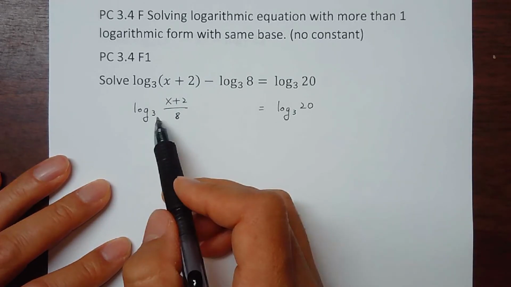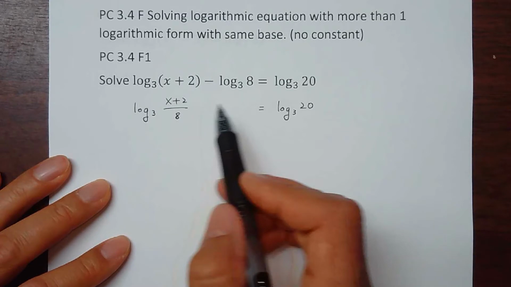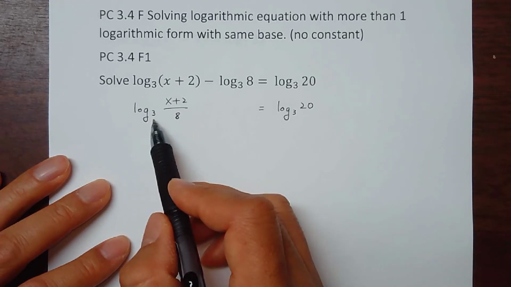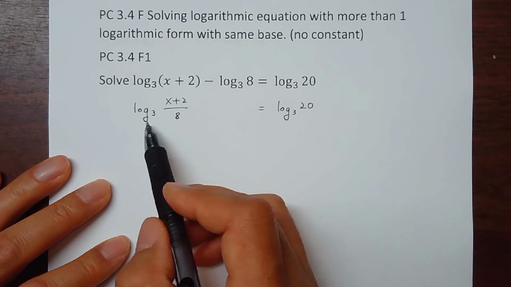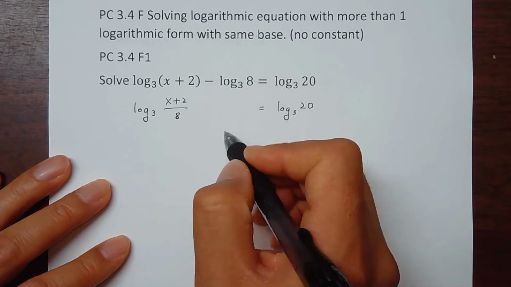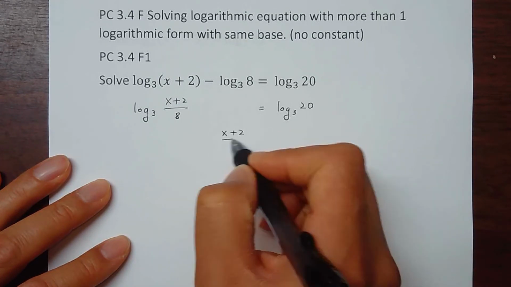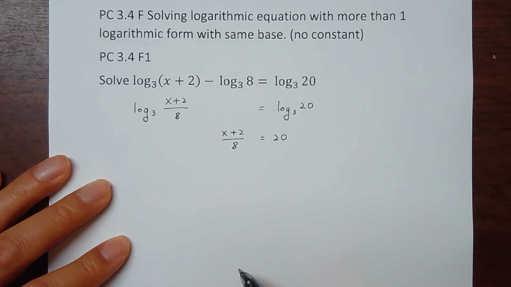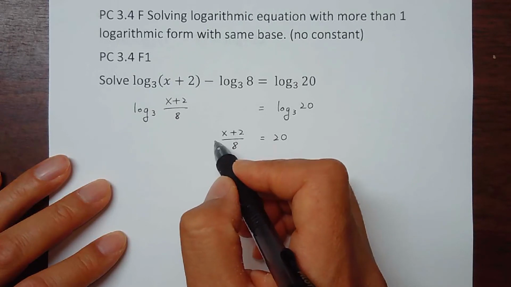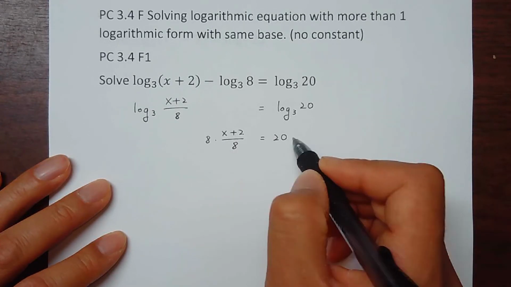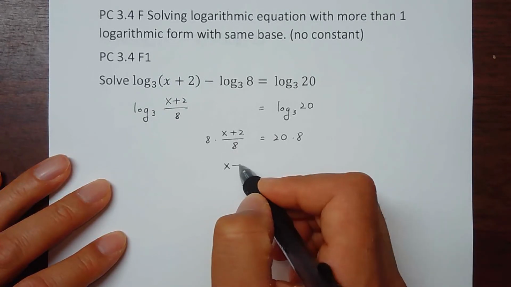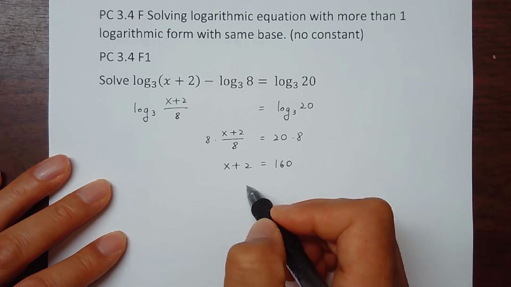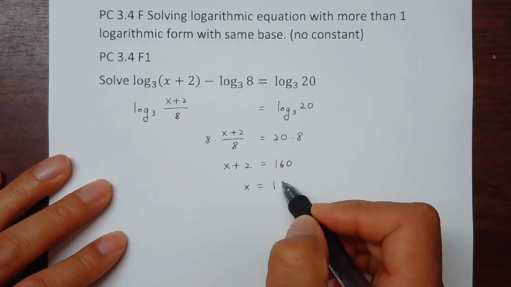So we have one log on the left hand side, one log on the right hand side, and they do have exactly the same base. So inside the log expression should be equal to each other. Solve for x. Multiply by 8, multiply by 8, x plus 2 equal to 160, subtract 2 from both sides, 158.